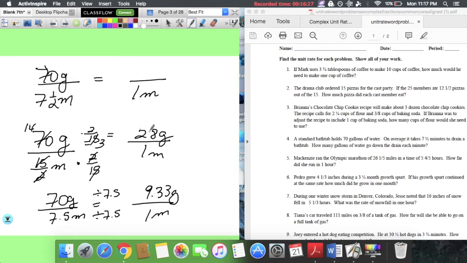9.33 gallons. So this is absolutely wrong. It should have been 9.33 gallons. Okay, so that's the rate, 9.33 gallons per minute. That's that it trains. Okay.